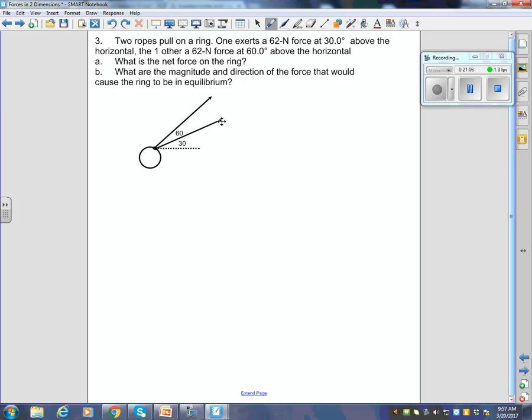So I've got this one. This is 62 newtons here. This is also 62, but there's two angles, right? So you're going to have to find, this is 62 with a 60. You're going to have to find those two, add them by components, right? Find the resultant, then flip it and find the equilibrium.